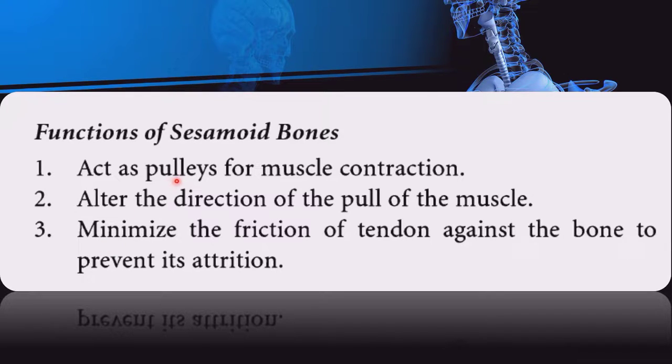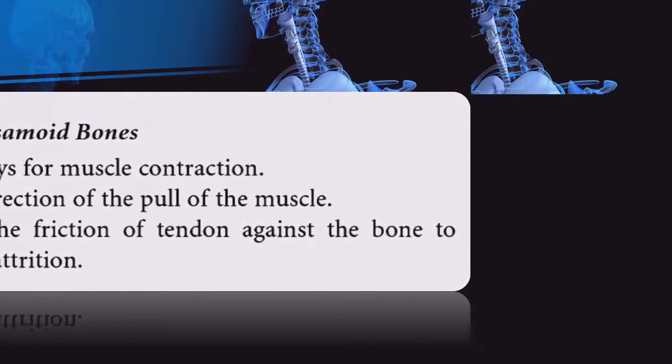The functions of sesamoid bones are to act as a pulley for muscle contraction. It also alters the direction of pull of the muscle. It minimizes the friction of tendon against the bone to prevent the attrition of bone. What is attrition? Attrition is nothing but wearing away, or it is the loss of the bone structure. It also aids in maintaining the local circulation and provides additional articular surface to a joint.